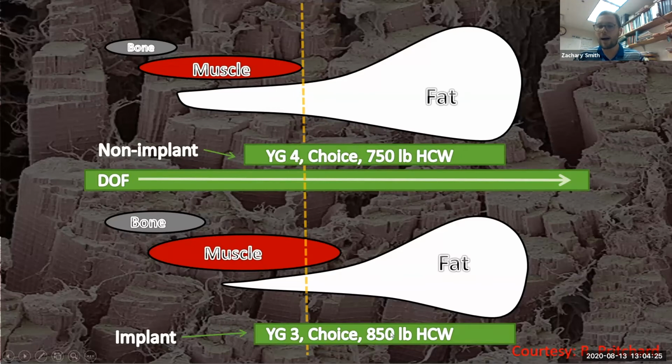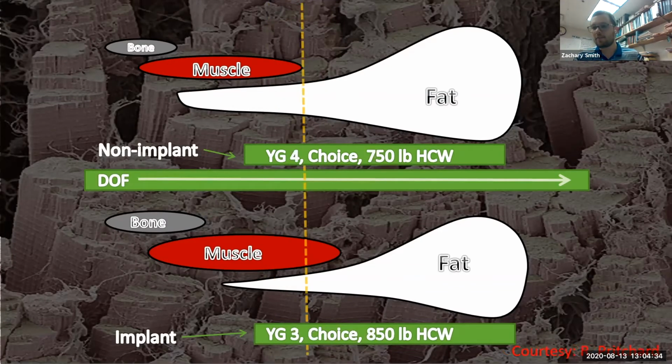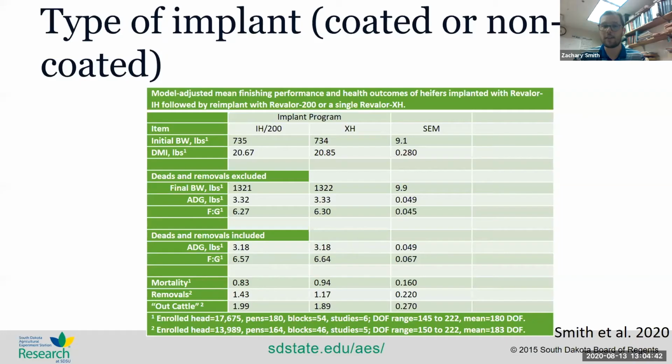So this is why a lot of times when killed at equal days on feed, an implanted animal looks to be poorer doing than the negative control. If we just feed that animal to an appropriate level of finish, a good chance they're going to grade choice, and we're going to generate a considerable amount more carcass weight.